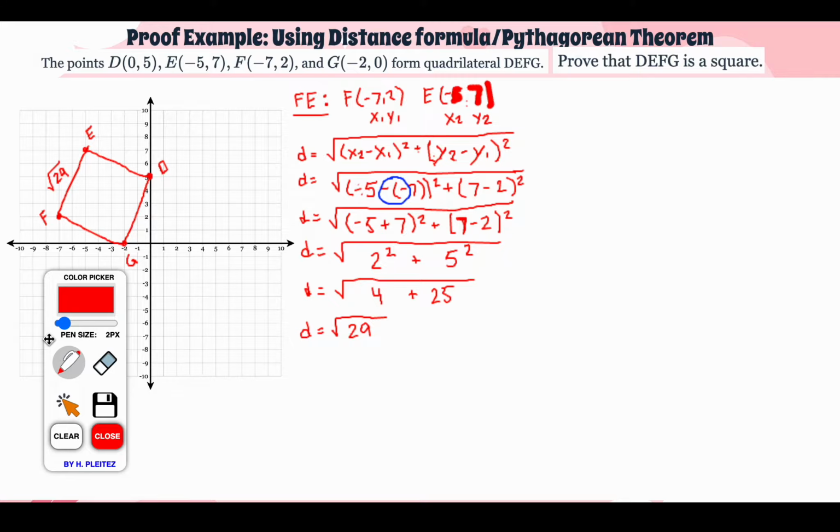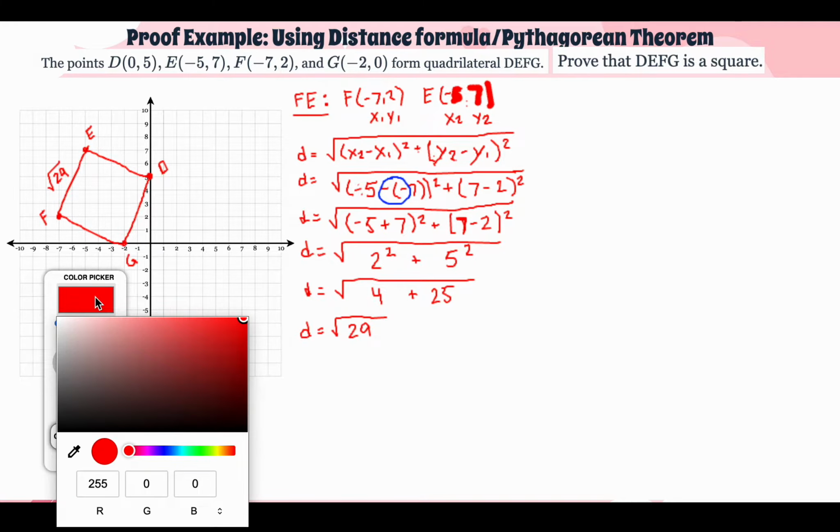I'm also going to show you guys how to use the Pythagorean theorem. Now, you should not switch up the method that you use, but I'm just going to switch up so that you guys can see both. You want to pick one method and stick to it. So here, let's do the length of GD.